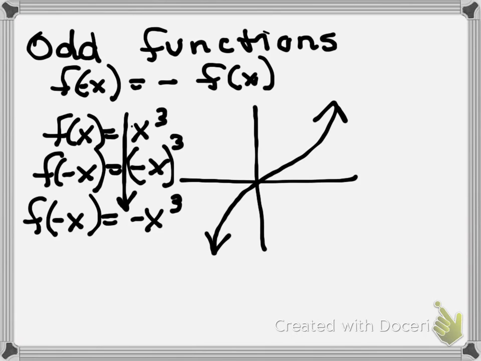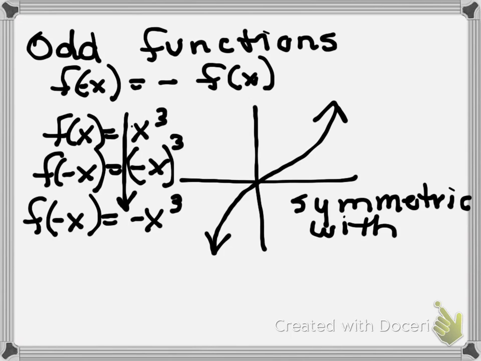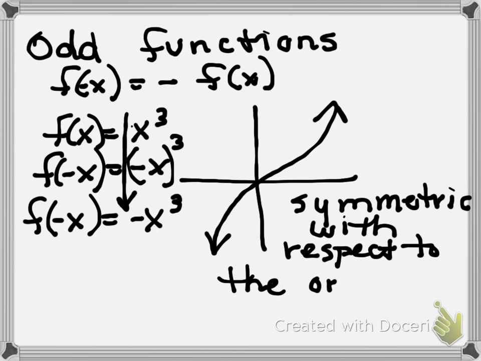And we might have a graph that looks like this. The property of odd is that it is symmetric with respect to the origin. Now, what does that mean? It means that if I go through the origin and I have, for example, a point -2, -3, I now would have a point on the graph that would be going over +2 and up 3.